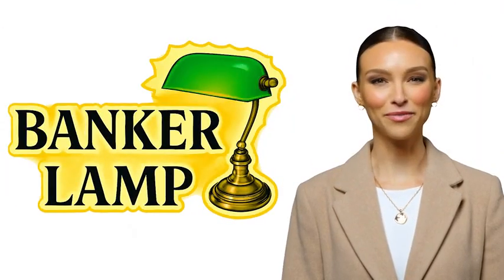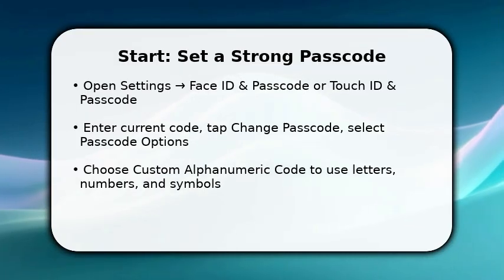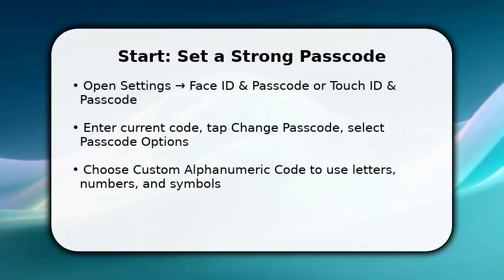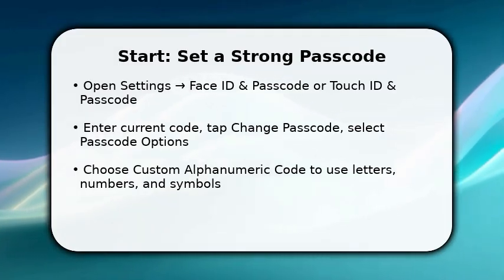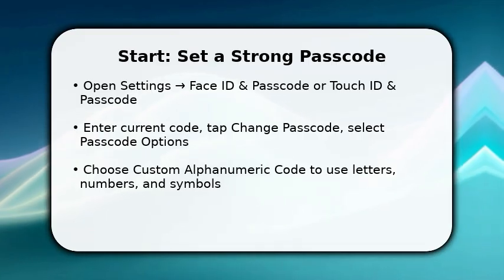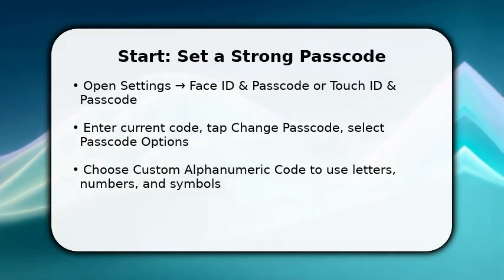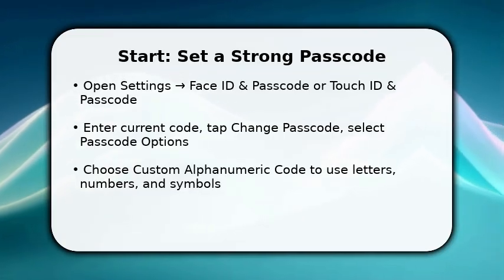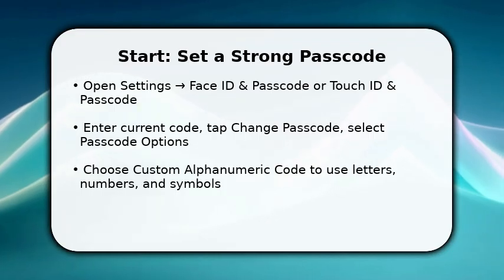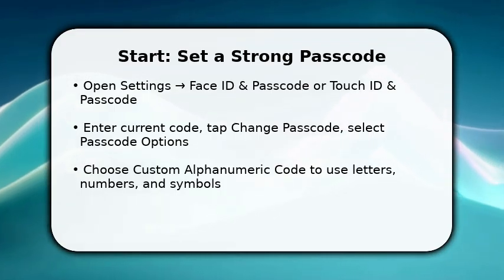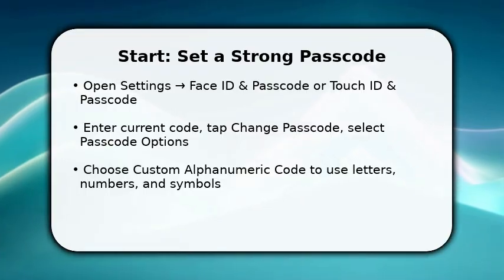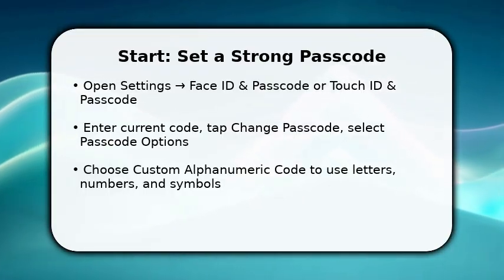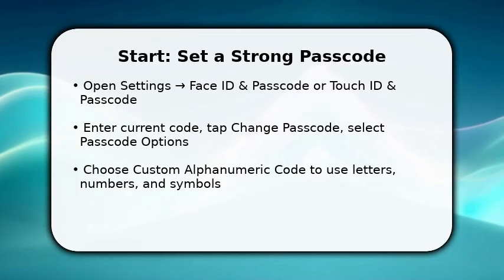Please enjoy the video. You begin by changing the iPhone lock code to an alphanumeric passphrase. Open Settings, go to Face ID and Passcode, or Touch ID and Passcode, and enter your current code. Once in, tap Change Passcode and pick Passcode options, then Custom Alphanumeric Code. This lets you use letters, numbers, and symbols, so your lock is far stronger than a 4- or 6-digit code. Make the change now. You'll get better protection against brute force and easy guessing.